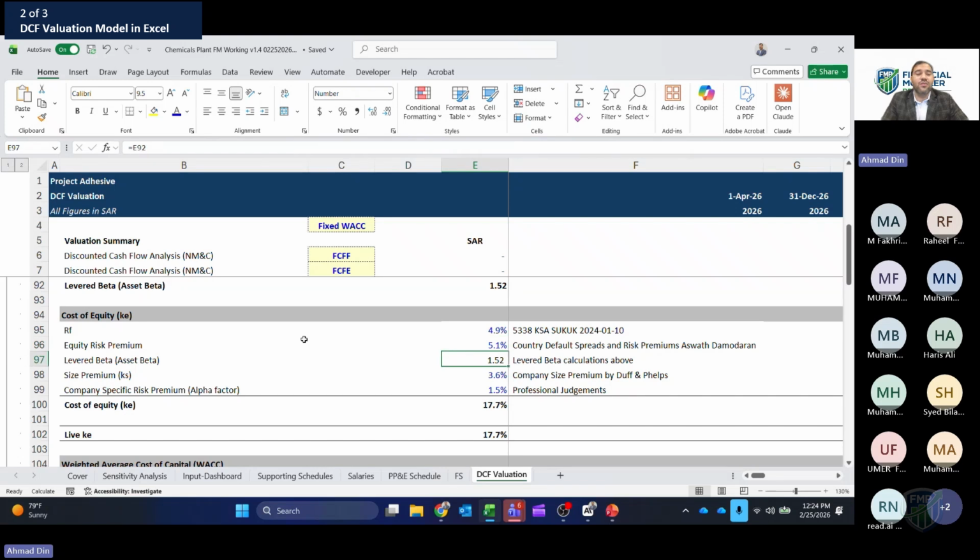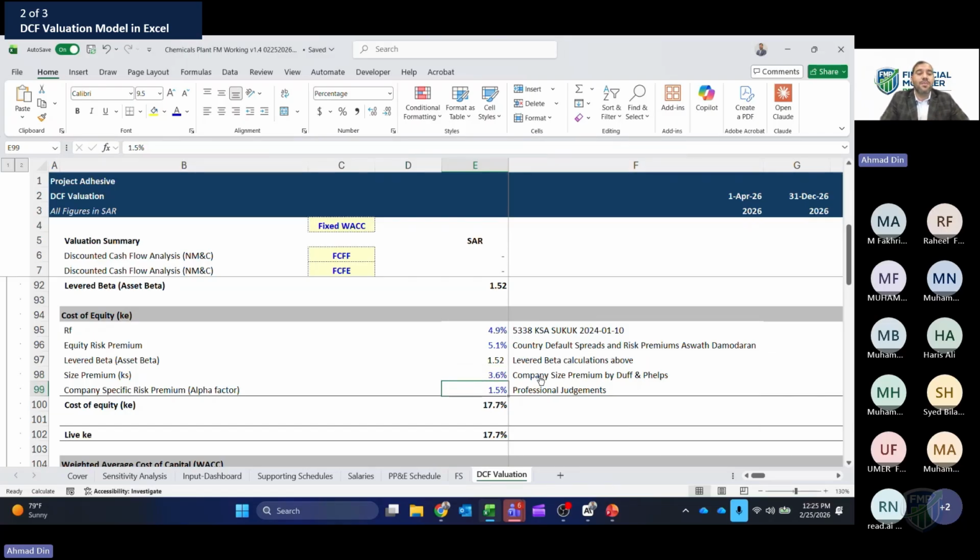Then we have our levered beta and size premium. In the CAPM method, it only includes the risk-free rate plus equity risk premium. But there are other risk factors that we need to consider in our company on the basis of company size. So we have a company size premium by Duff and Phelps. I will share this source with you as well, so you know how we need to get that on the basis of the size of the company.